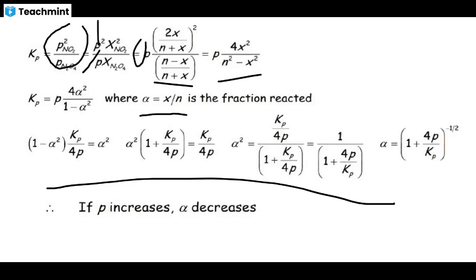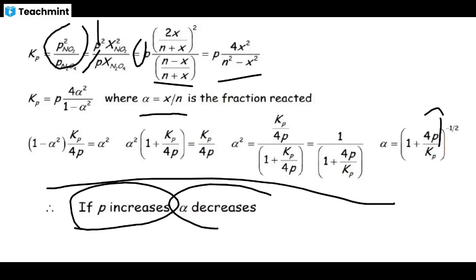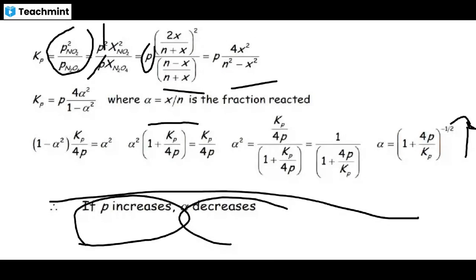If you increase the pressure, alpha decreases, since here the power is minus 1 by 2. Increasing pressure decreases the value, so the alpha value decreases. Alpha is nothing but x by n, so if alpha decreases, x also decreases, which means the reaction goes this way.